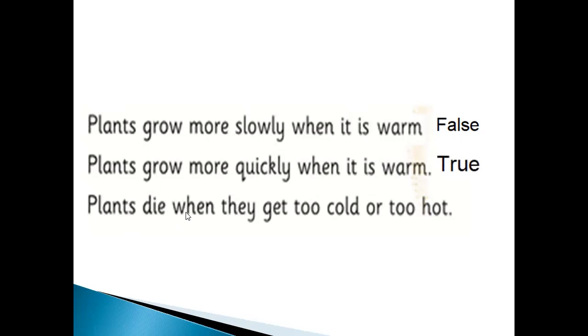Plants die when they get too cold or too hot. What do you think? According to your lesson 1.3 and 1.4, you learned this. If we put our plant in a too cold place or too hot place, it will not survive. It will die. So this one is also true.